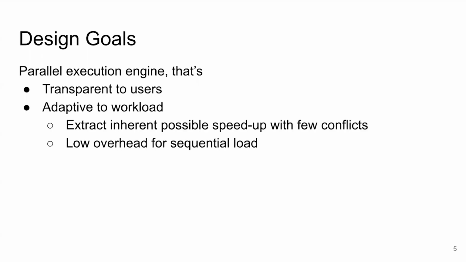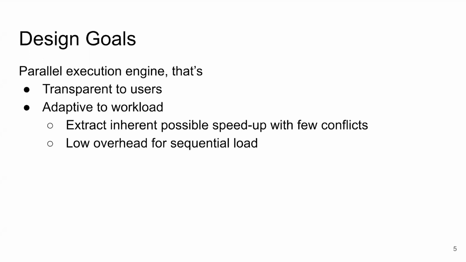It's unavoidable. And we want to build something that, in this case, isn't much worse than the sequential execution, right? This is a very critical design goal. But on the other hand, if there is parallelism, we want to exploit it to the fullest. So essentially, it becomes about extracting as much of the inherent parallelism as possible out of the transactions that we're given. So what does transparent to users mean for you?